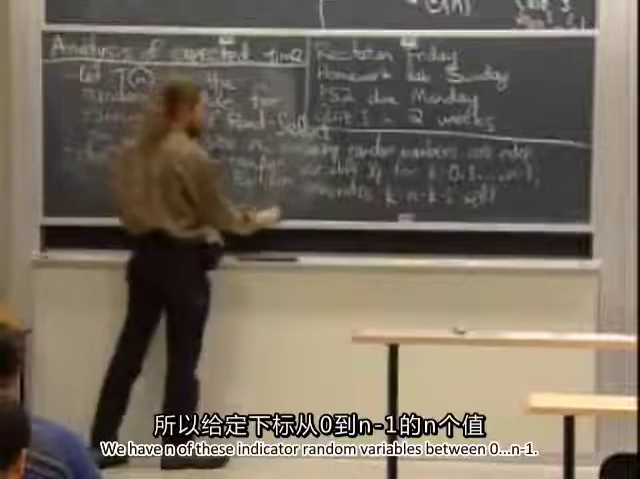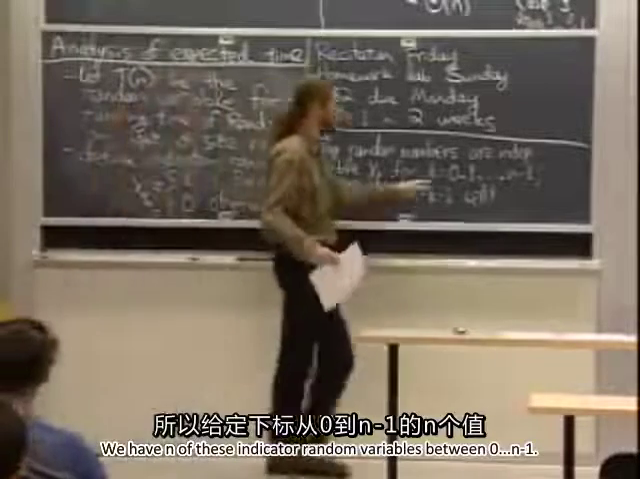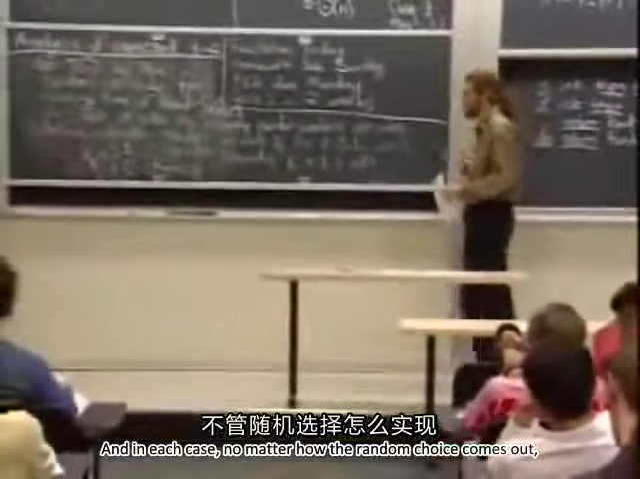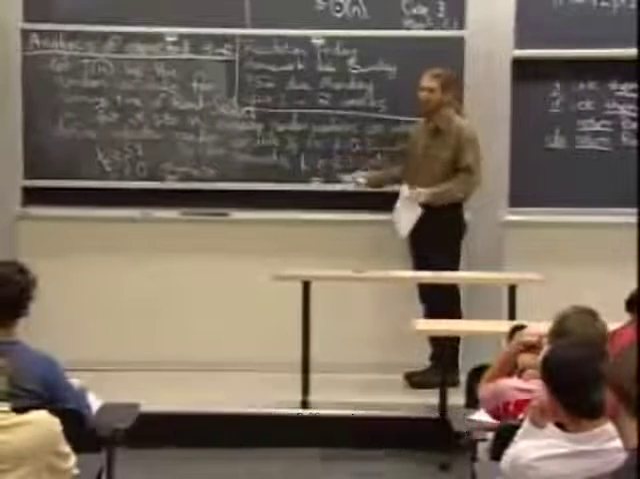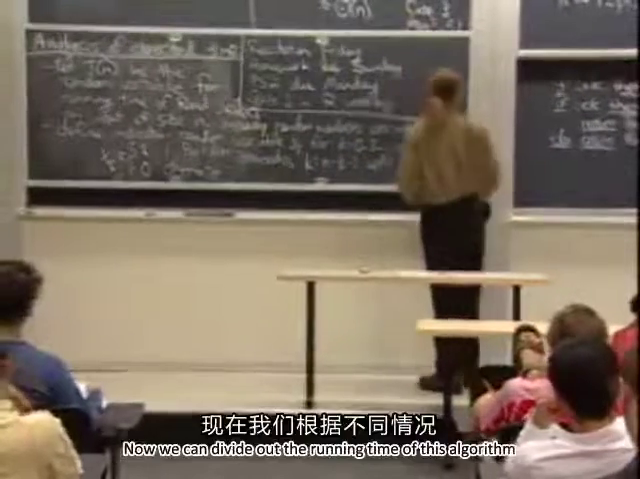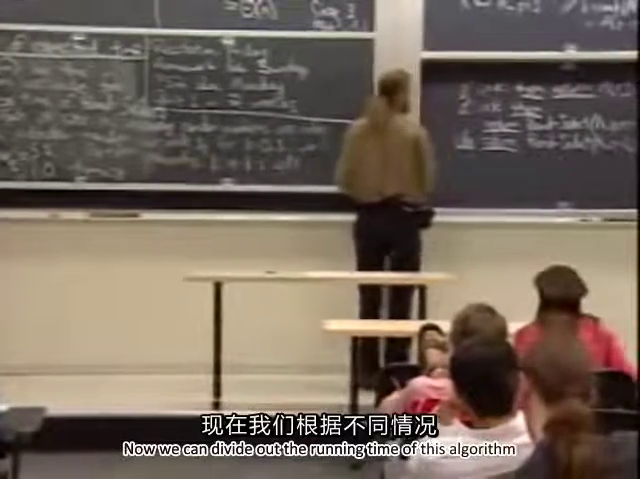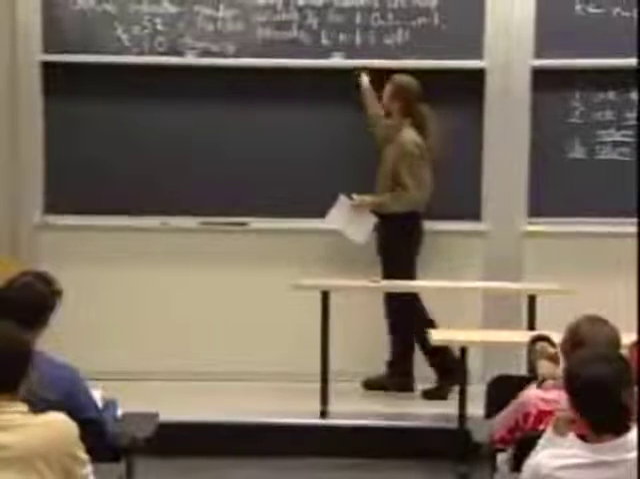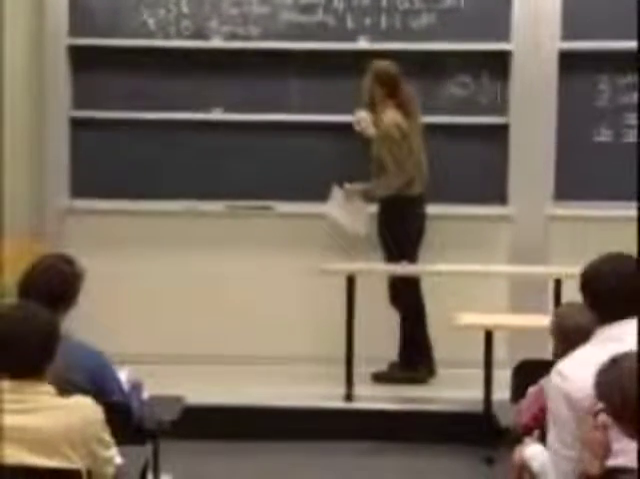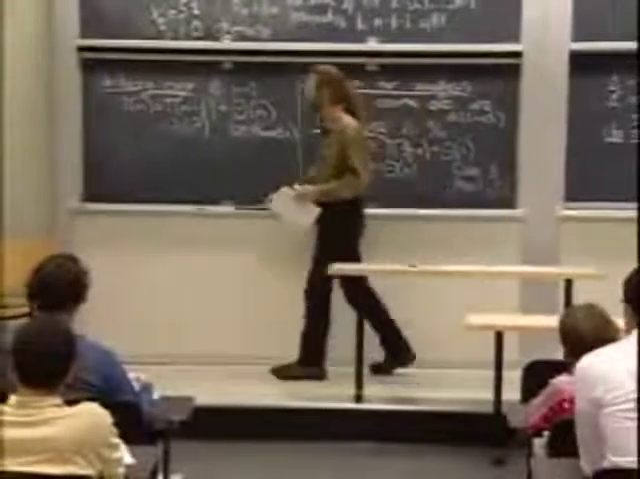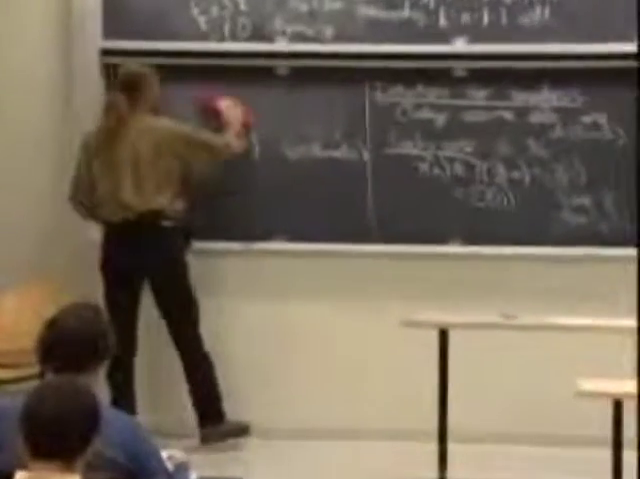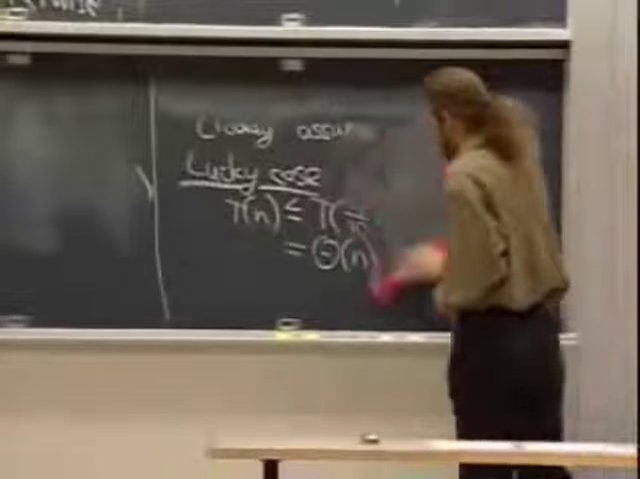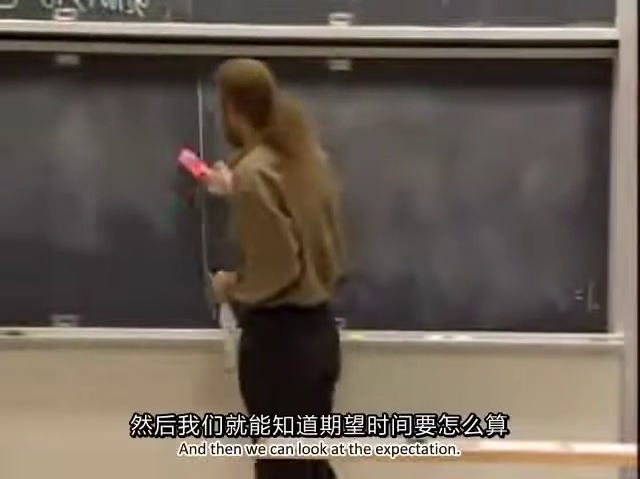So we have n of these indicator random variables between 0 and n minus 1. And in each case, no matter how the random choice comes out, exactly one of them will be 1. All the others will be 0. So now we can divide out the running time of this algorithm based on which case we're in. That will unify the intuition that we did and get all the cases. And then we can look at the expectation.